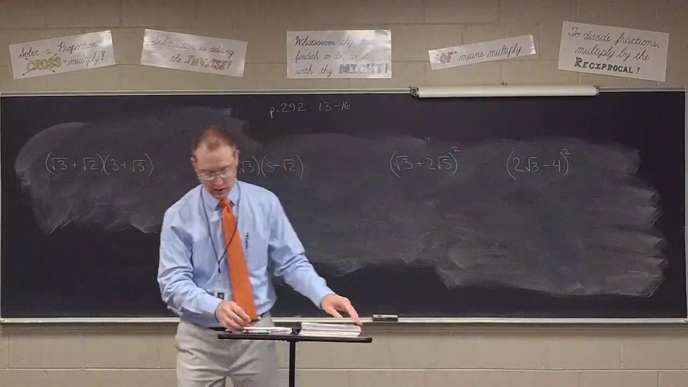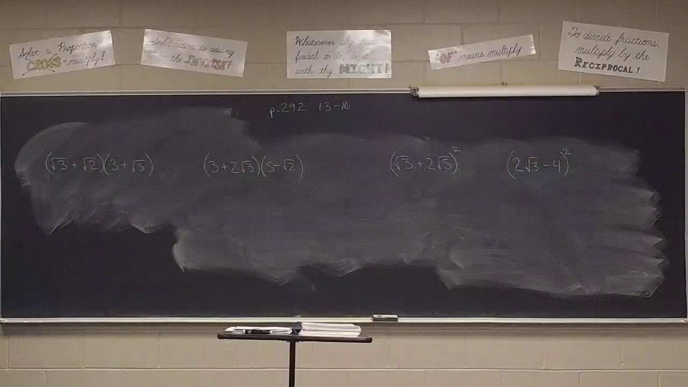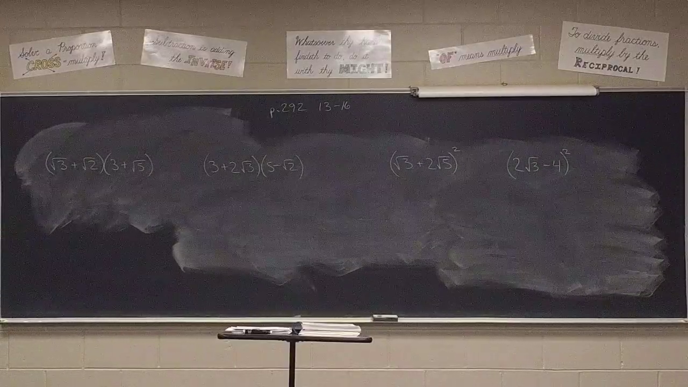The last two, 15 and 16. If you feel more comfortable with FOIL, then square the first, square the last, multiply and double, or FOIL it. Just write it out twice.